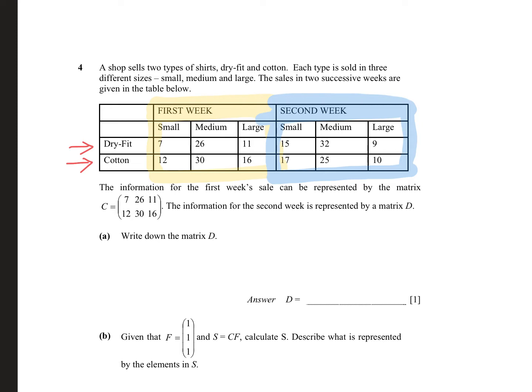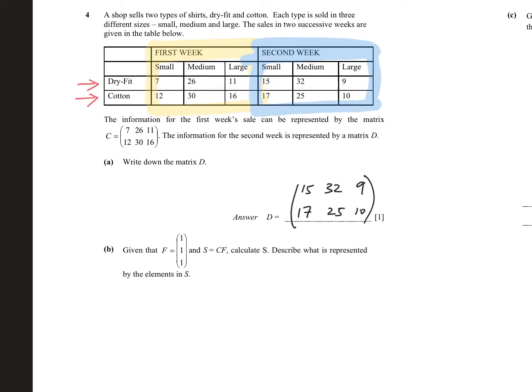And then they tell you the information for the second week is represented by matrix D, and so really we just have to take, for the second week, just take this and represent it in a very similar fashion. So actually, you know what, I'm just going to straight away write it in the answer space, like this. There you go. Alright, and then let's move on to part B.